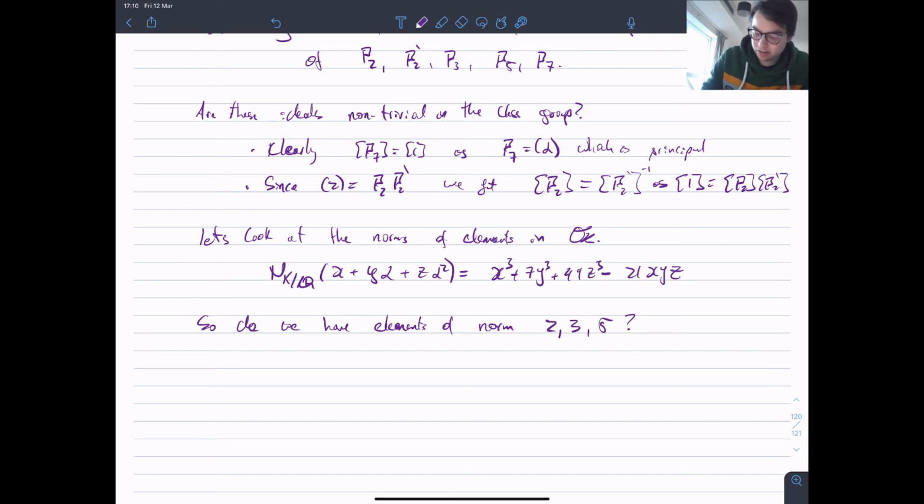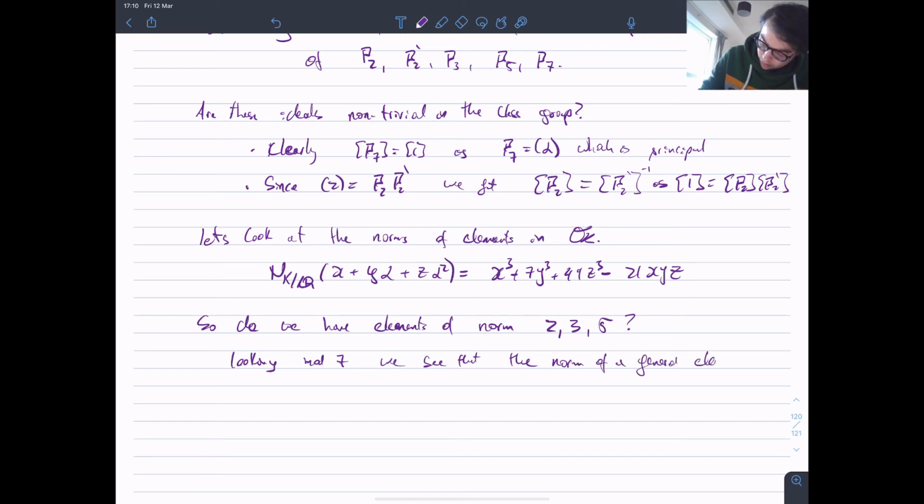So in this case, you just reduce mod 7. Looking mod 7, we see that the norm of a general element... notice that here I'm just using that 7 divides 7, 9, and 21. Notice that the norm of a general element is a cube mod 7. If I reduce mod 7, then I just get x cubed.